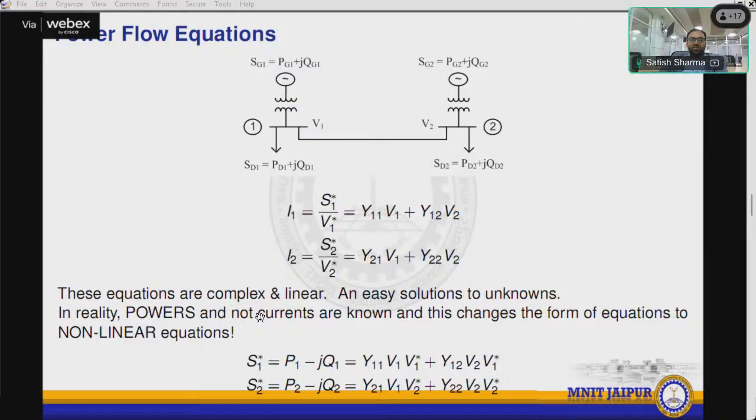Powers are given and node currents are known basically. So we will calculate Si conjugate. This voltage will be multiplied over this equation. So we can say Si conjugate, which is P1 minus jQ1, equals Y11 V1 V1 conjugate plus Y12 V2 V1 conjugate. This is how we can write it down. And you can see these are non-linear equations because V1 and V2 are being multiplied, and it's complex as well.